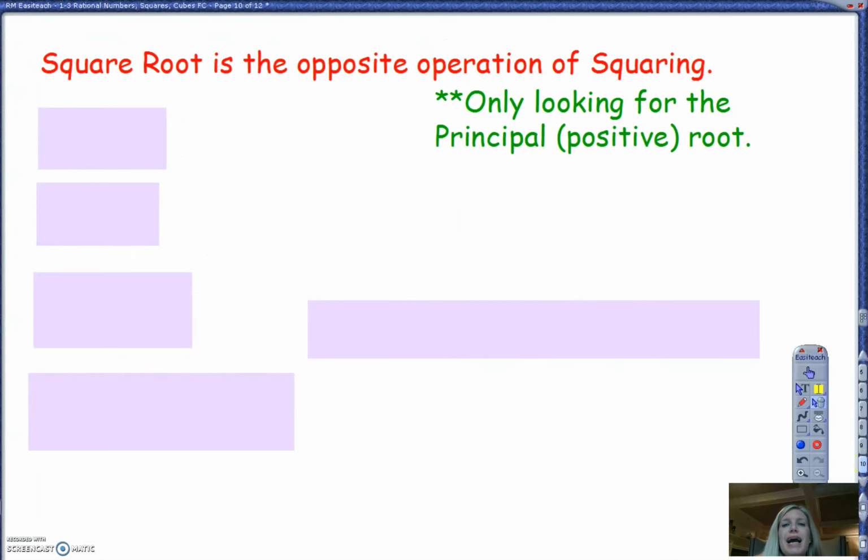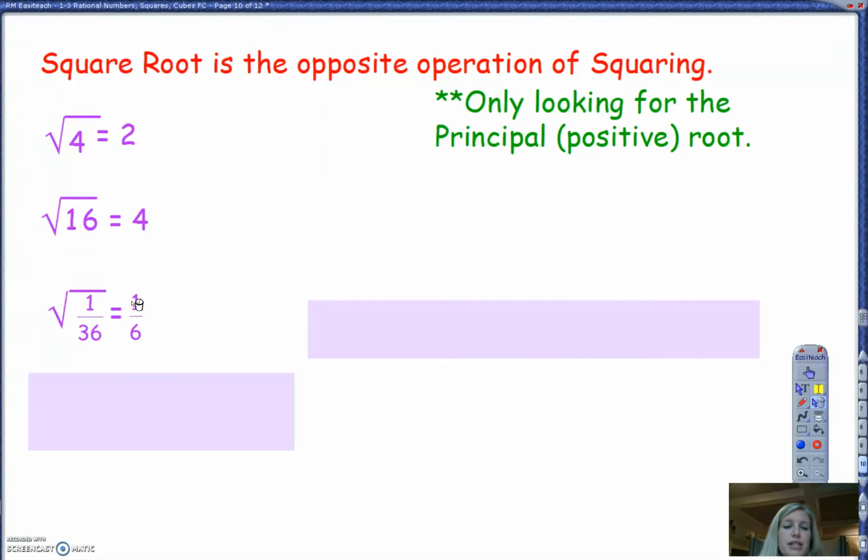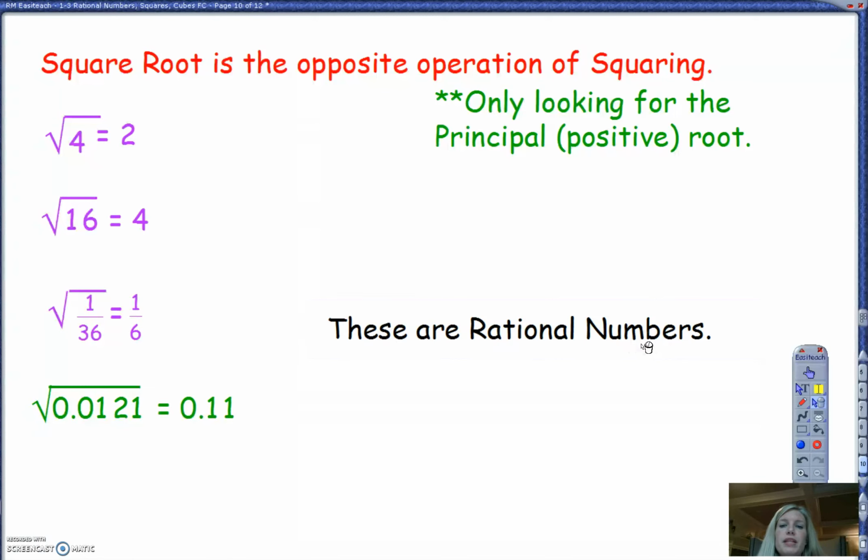So square root is the opposite operation of squaring. Now you're only looking for the positive root. What I mean, the square root of 4, what number times itself is 4? That's 2. Square root of 16 is 4. The square root of 1 over 36, well, 1 times 1 is 1. 6 times 6 is 36. Here you have to think about 121. What's that perfect square? 11, and then you have to use your decimal, 0.11. These are all rational numbers because they can all be broken down to fractions or whole numbers.